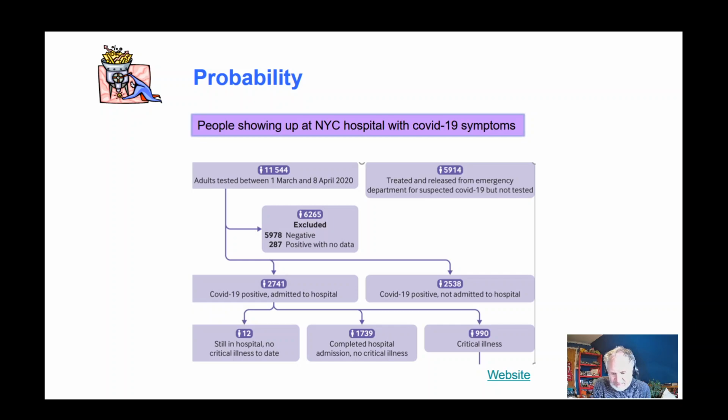And of those who were admitted to hospital, at the time of the study, still in the hospital, no critical illness to date. So that was 12 people. 1,739 completed hospital admission, no critical illness. 999 critical illness. So that 2,741 broke down into 3 outcomes. Still in hospital, no critical illness. Completed hospital admission, no critical illness. And then 990 were critically ill.